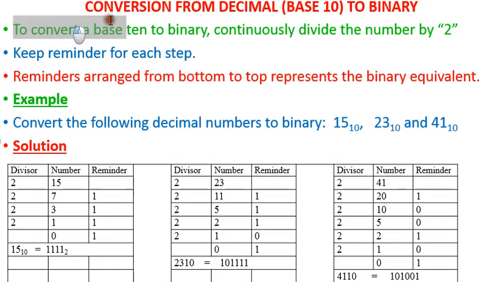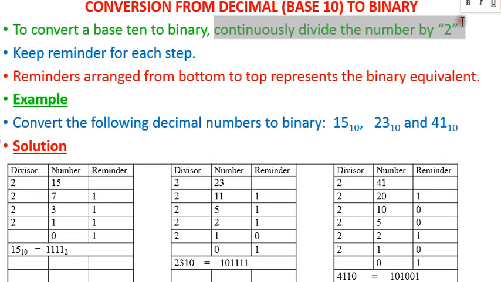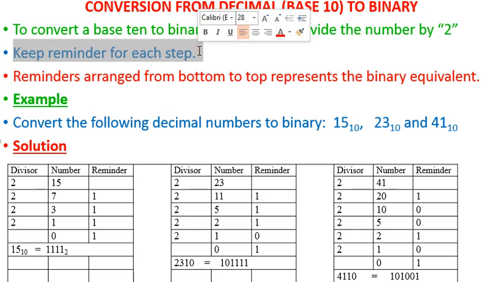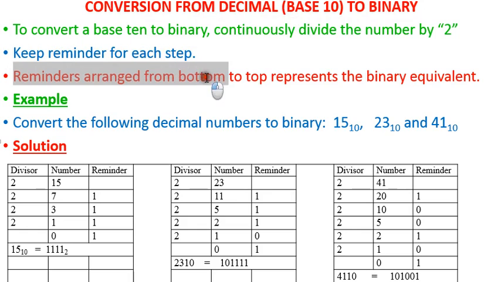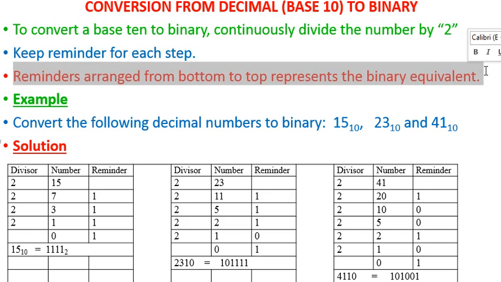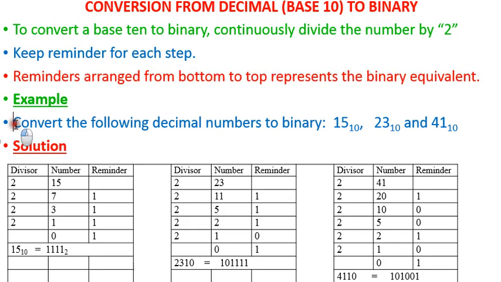Whenever you are given a base 10 number and you are asked to change it to binary, all you do is to continuously divide that number by 2. Whenever you make the division, if there is a remainder of 0 or 1, you keep it in each step. After keeping these remainders, you arrange them from the bottom to the top, and that will give you your binary equivalent of that base 10. An example will clear any confusion.